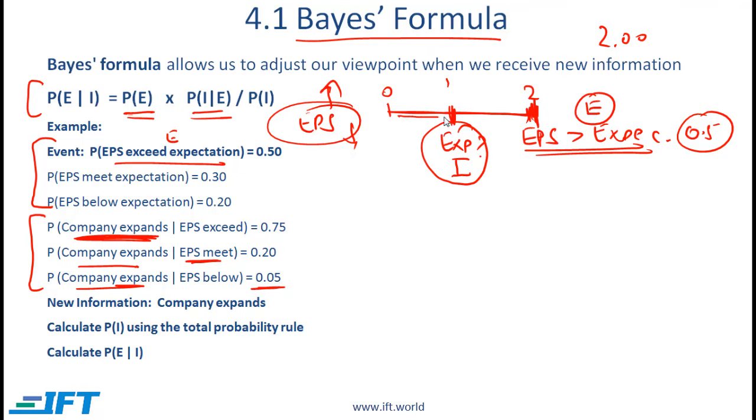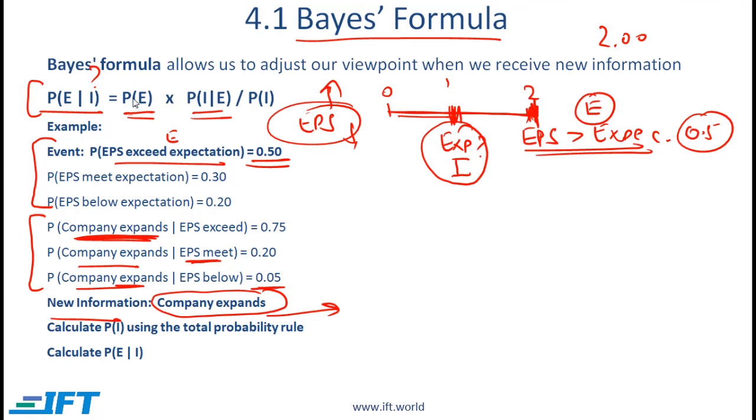Now let's say you get to the end of the day and the company makes an announcement. The new information, the announcement, is that the company will indeed expand. Here is where we use Bayes' formula, because now with the new information we need to update this probability. So given that new information, what is the probability of the event being earnings per share exceeding expectation, given the new information?